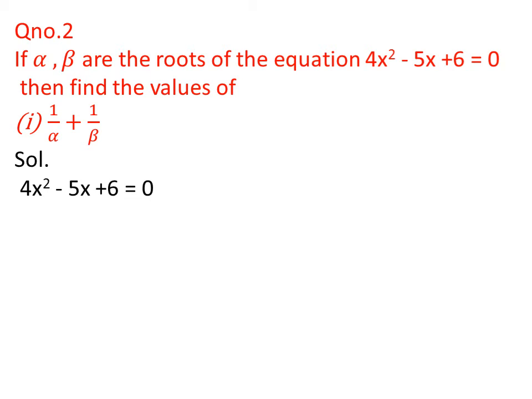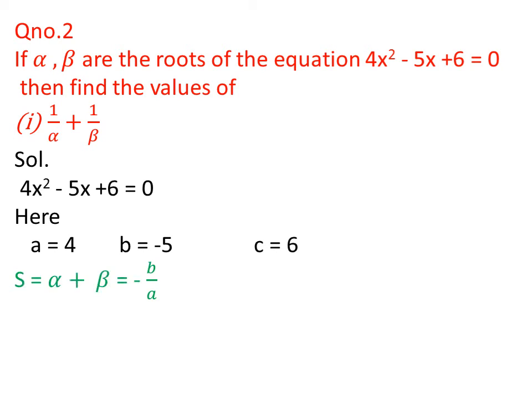As the equation is given as 4x square minus 5x plus 6 equal to 0. In this equation the value of a is 4, the value of b is minus 5 and constant here is 6, and we know that sum of the roots is always equal to minus b over a. We can write it as alpha plus beta equal to minus b over a. By putting the values of b and a we can write minus of minus 5 over 4. Here minus 5 is the value of b and 4 is the value of a. By solving these we can write alpha plus beta equal to 5 by 4. This is our first equation.